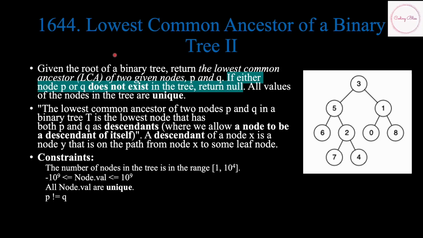Hi everyone. Today let's look at the LeetCode problem 1644, Lowest Common Ancestor of a Binary Tree 2. It's a slight variant of problem 236 in LeetCode. Given the root of a binary tree, return the lowest common ancestor of two given nodes P and Q.